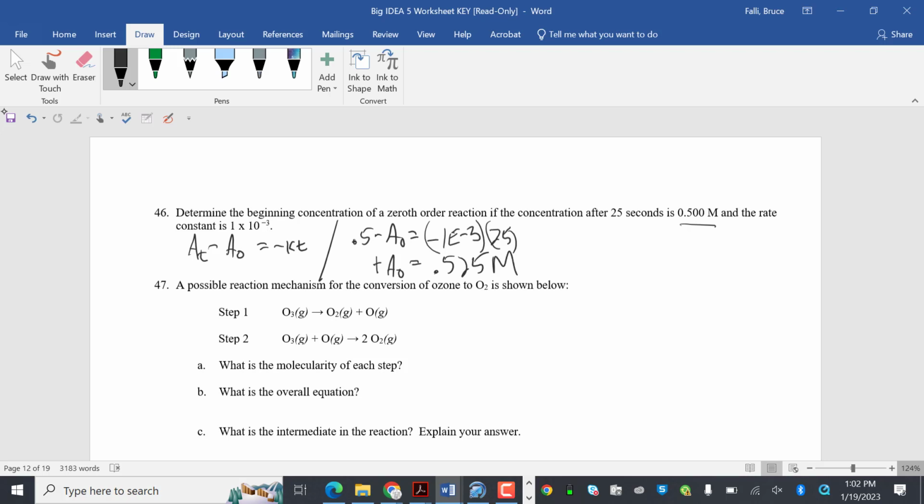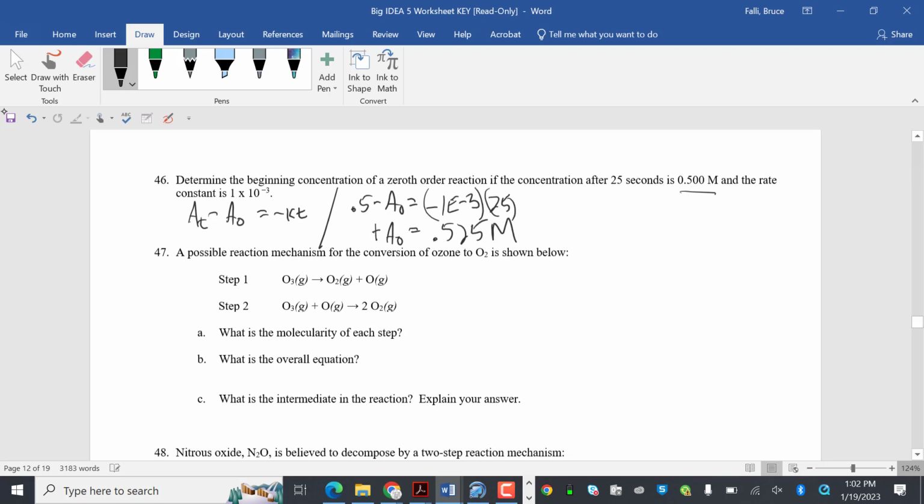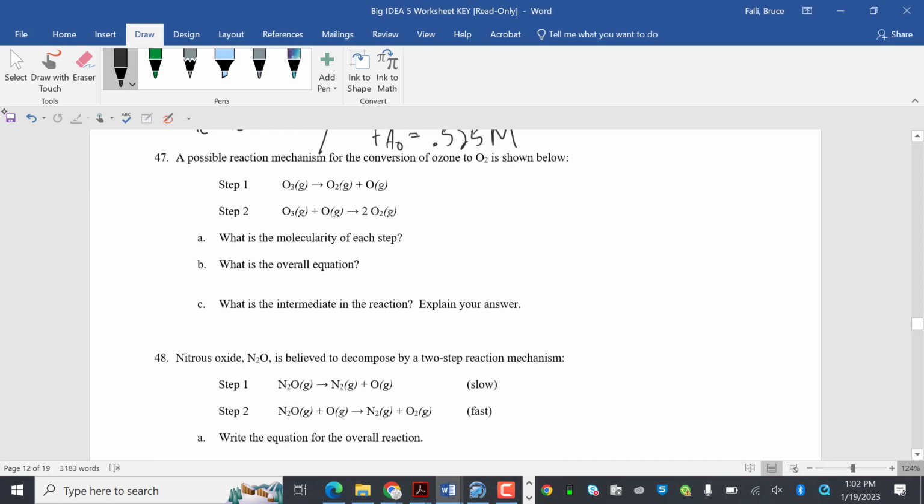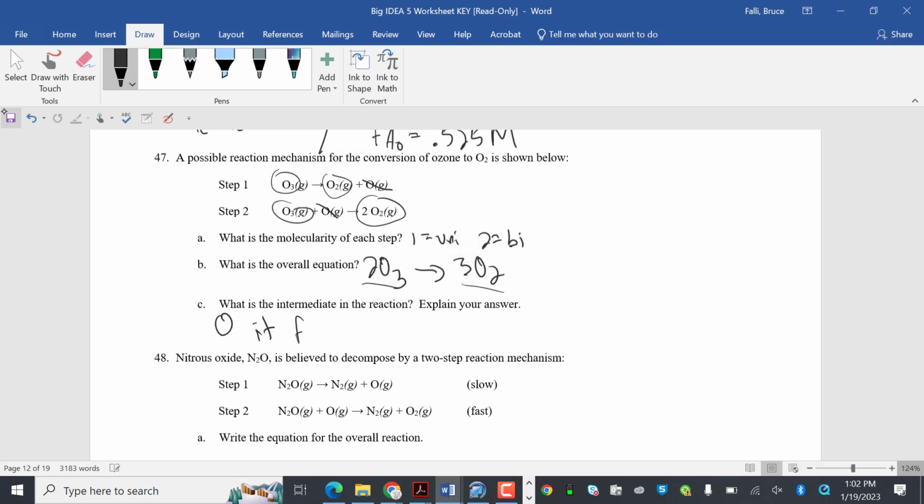0.525 molar. A possible reaction mechanism for the conversion of ozone to O2 is shown below. What is the molecularity of each step? So 1 is unimolecular, 2 is bimolecular. What is the overall equation? The O's will cancel, and I'm going to have 2O3 yields 3O2. Notice how it does balance. These are the things on the product side, and these are the reactant side. What is the intermediate in the reaction? O. It forms and then is used up.